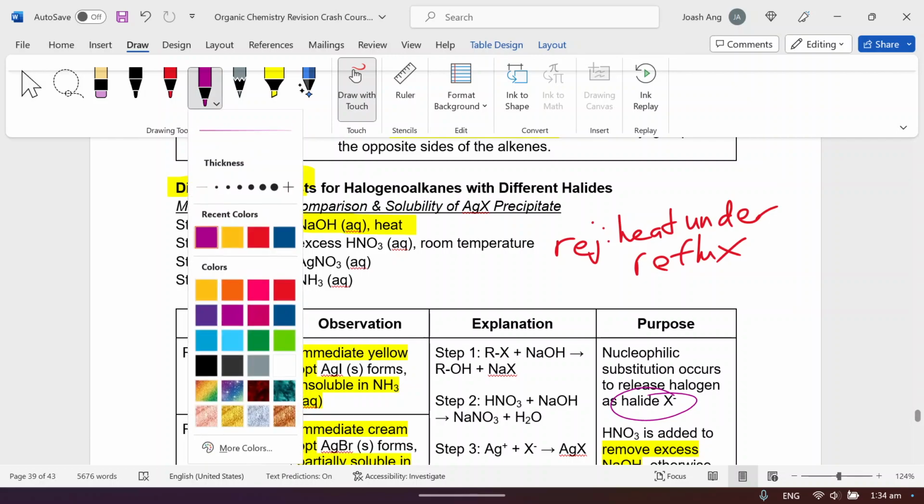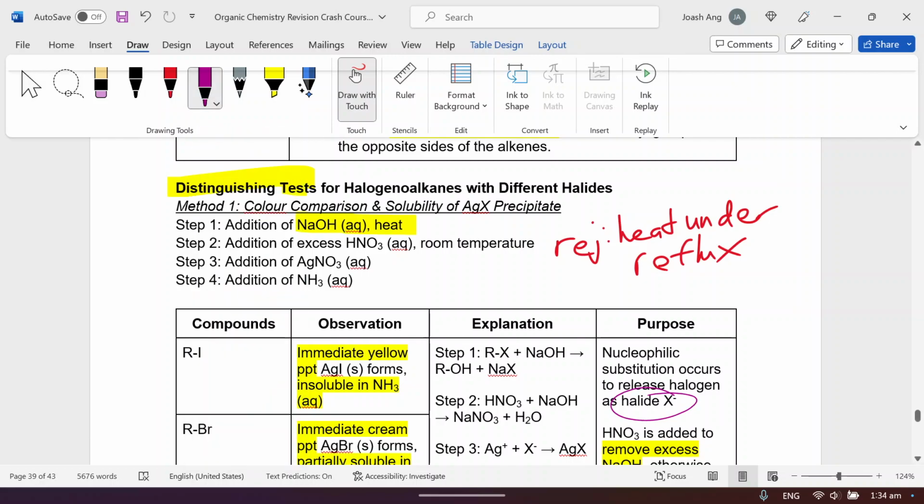Once I release the halide ion, I will use excess HNO3 at room temperature so that I prevent the formation of silver oxide or silver hydroxide, because your sodium hydroxide can react with this Ag+ to form silver oxide or silver hydroxide. And that's not what we want. What we want is the Ag+ from AgNO3 to react with the halide ion that was produced from the nucleophilic substitution of halogenoalkanes.